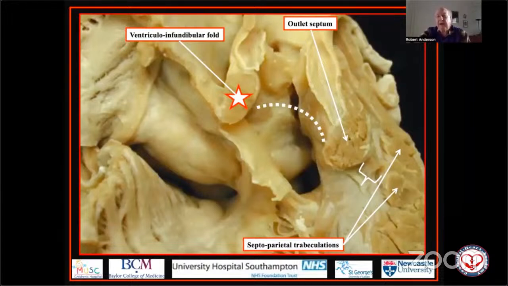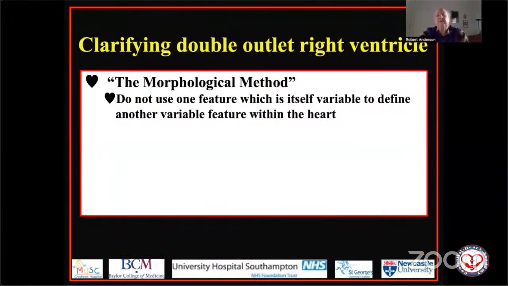Bilateral conuses can rarely be found in hearts having the phenotypic morphology of tetralogy of Fallot. So we no longer need bilateral conuses to make the diagnosis of double outlet right ventricle. And there's a very good reason for that, because I hope you remember that one of the important principles we use when we are describing congenitally malformed hearts is the morphological method.